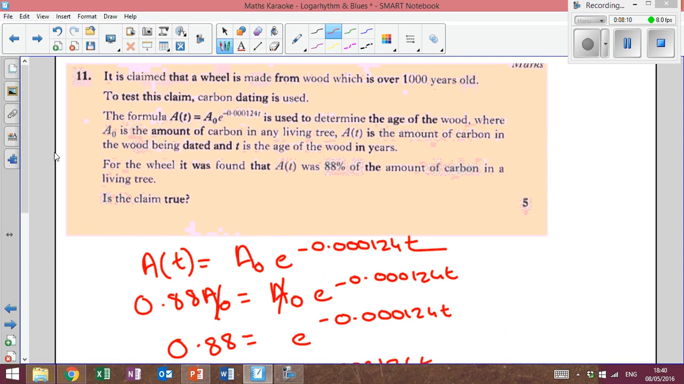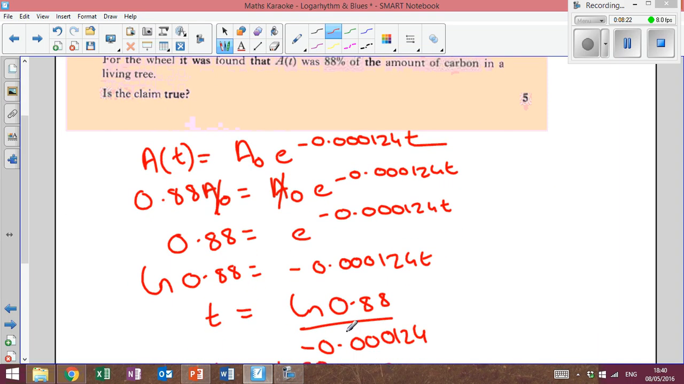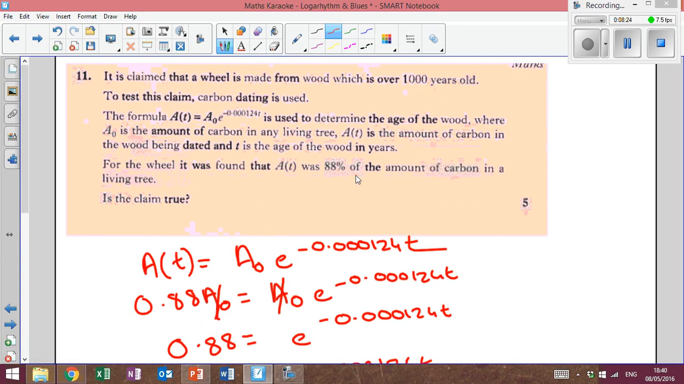Okay, so nice question there, very typical of what we look at with this sort of question, but turned around a little bit because you're asked to support the claim that's made. And again, you can come at that from two different ways. You can check how many years it takes to get to 88%, or you can see how much carbon is left after 1,000 years and make your decision from there.